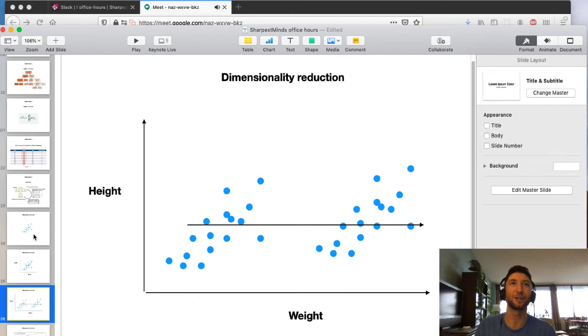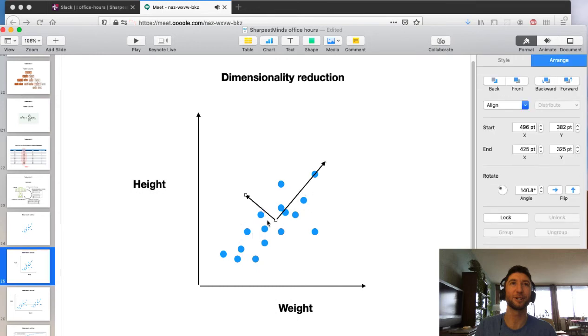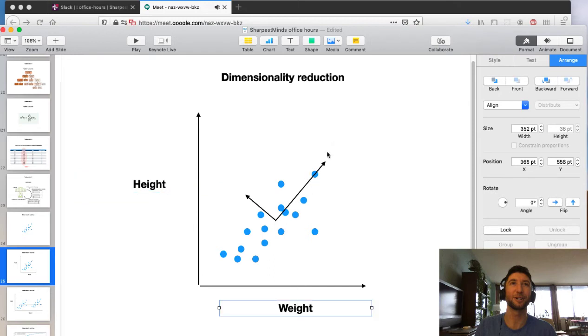PCA is great because it allows you to at least know what the axes are that you're generating at the end of the day, even though they're weird, right? It's some weird combination of height and weight. Maybe this is 0.5 times height plus 0.5 times weight or something. And sure, I'll give it to you, that's a weird feature, but at least you know what it's made of.